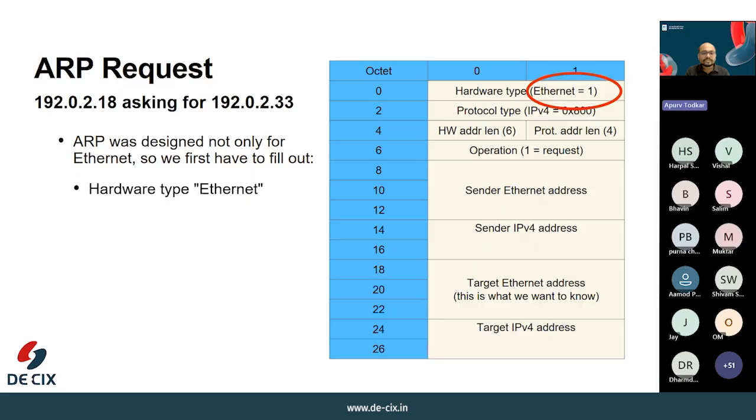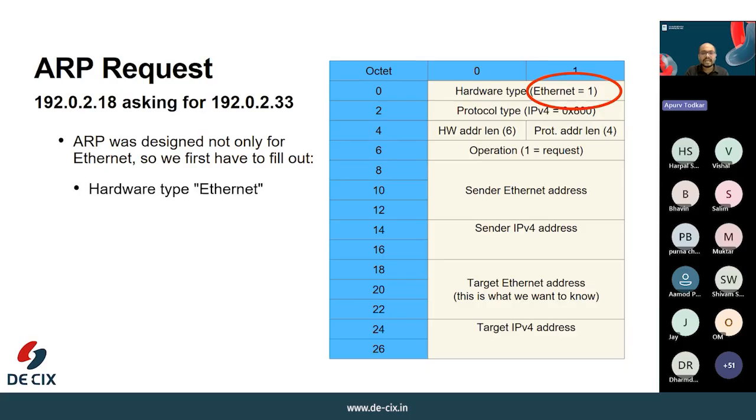So the system that owns the target IPv4 address responds with an ARP reply, sending back its Ethernet address. And that Ethernet address is exactly what the sender was asking for. Okay. So we'll look at that ARP request packet here.